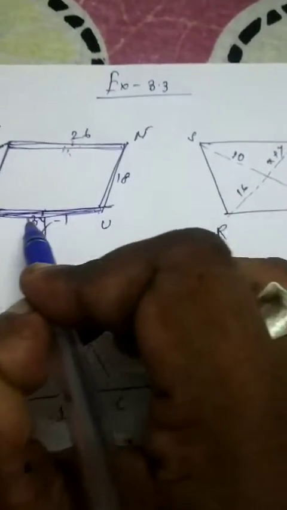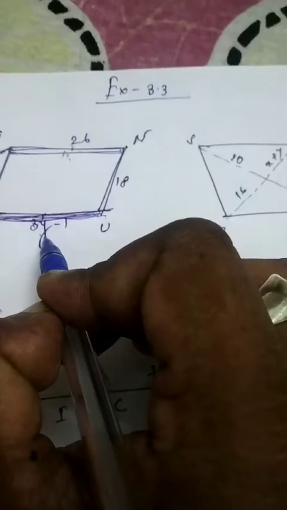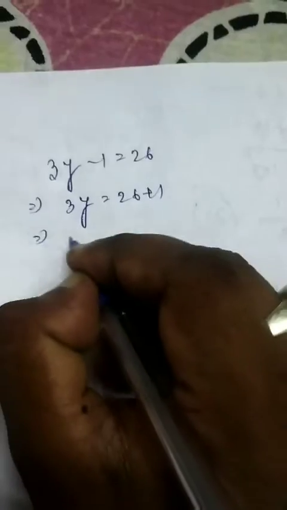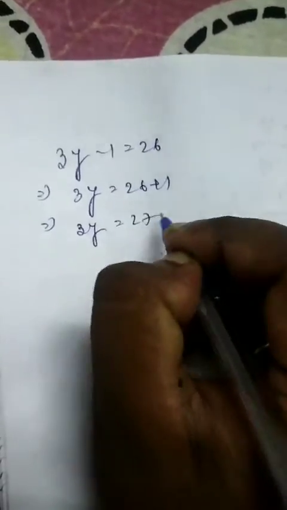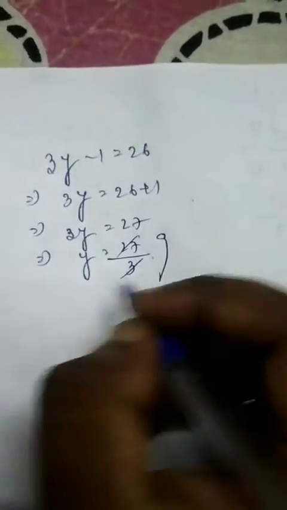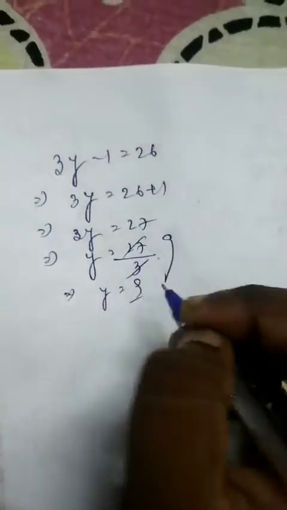So from here, if you want to find the value of y, we have to do it in this way. 3y minus 1 equal to 26. 3y is equal to 26 plus 1. 3y is equal to 27. y is equal to 27 by 3, 9. The value of y is equal to 9.